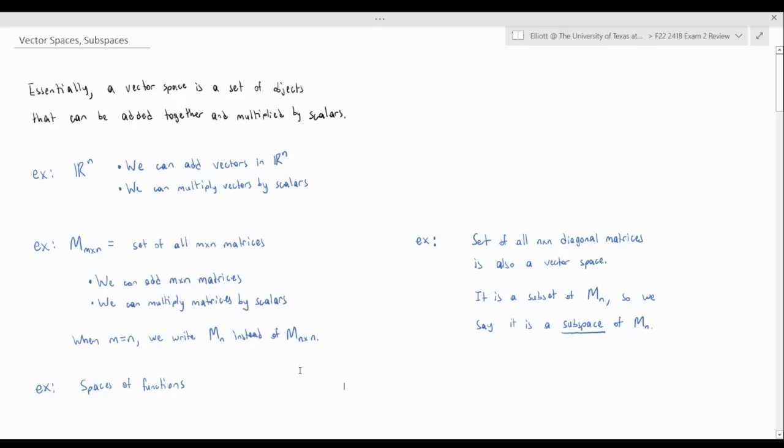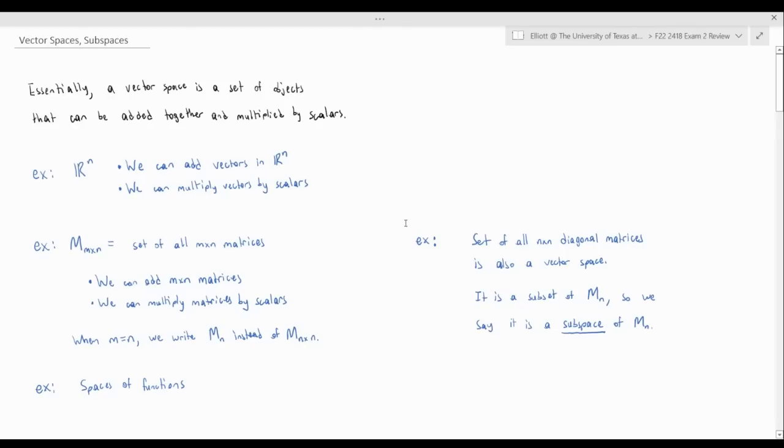In the past, they would sometimes do some stuff with spaces of functions, namely polynomial functions. I didn't see that this semester, so I'm going to guess that you guys maybe won't encounter that in your exam. So I'm not going to really touch on that much.